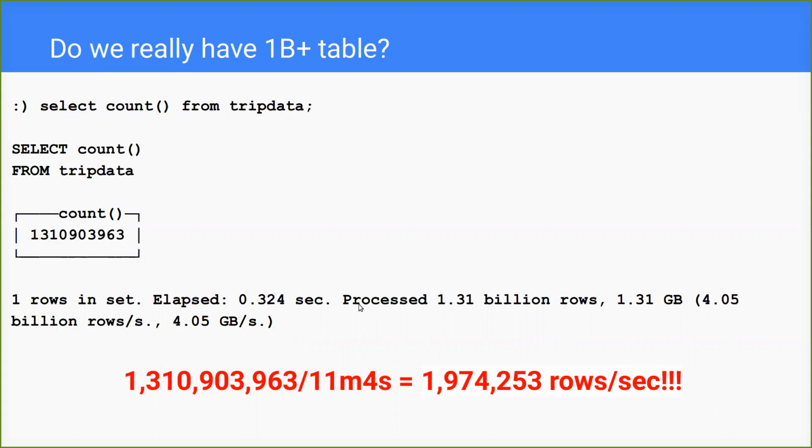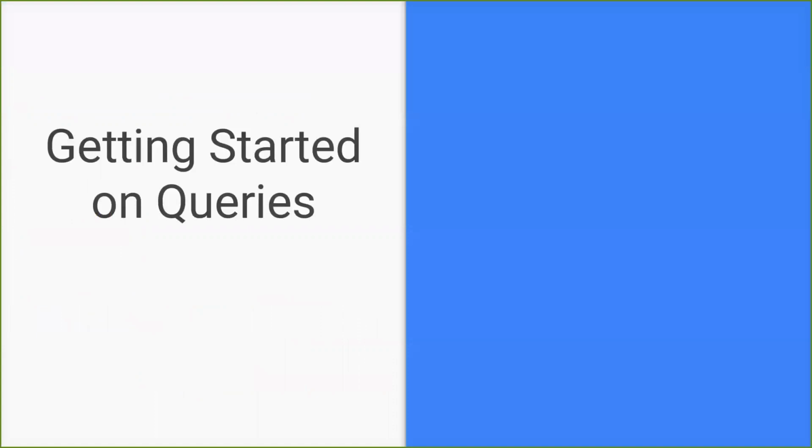So that's the data loading. What I'd like to do now is we have the data in ClickHouse. It's in a table. We just did a count on it, so we can access it with SQL. What I'd like to do is begin to look at starting some queries.